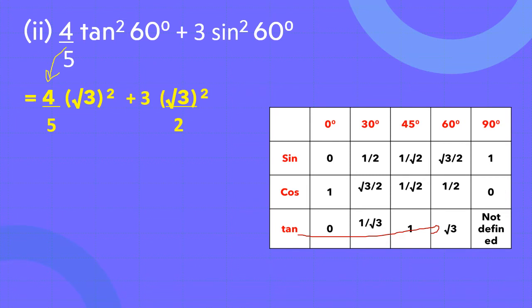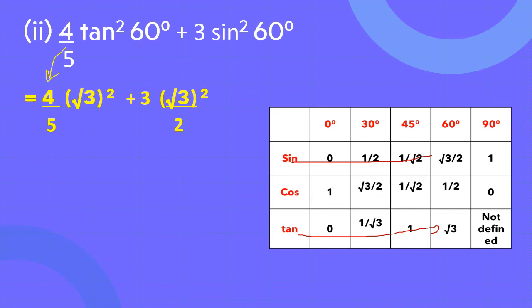So I've written root 3, but since there is a square here, I have to put the square also to it. Okay, so this becomes tan square, and because of tan square, it becomes root 3 square. Now next I write down plus 3 as it is, sine 60. So sine 60 is root 3 upon 2, and since there is a square, we put this square. Okay, now we are going to solve this. Once we put the values, we just have to solve it nicely.